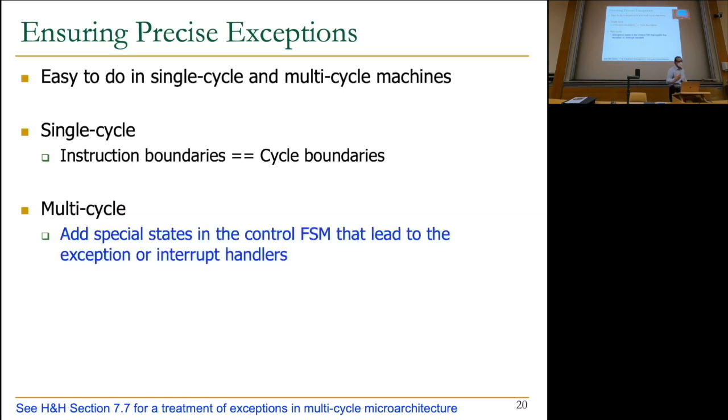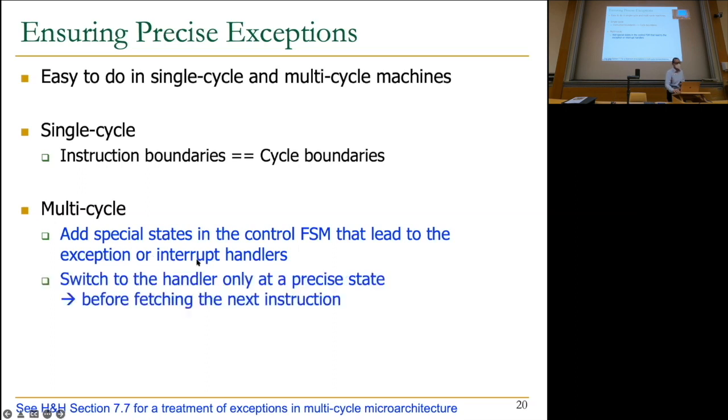Multi-cycle machine, it's a little bit different, but easier basically than pipeline machines, especially with multi-cycle execute. But basically, you add special states in the control finite state machine that we have seen that lead to the exception or interrupt handlers. I'm going to show the picture of this. And then you switch to the handler only at a precise state, meaning before fetching the next instruction.